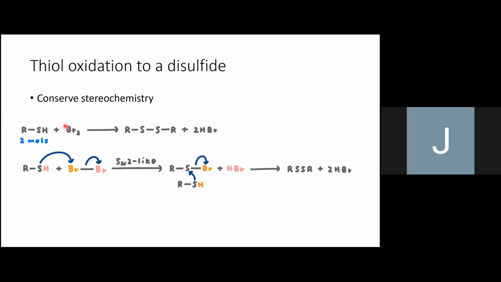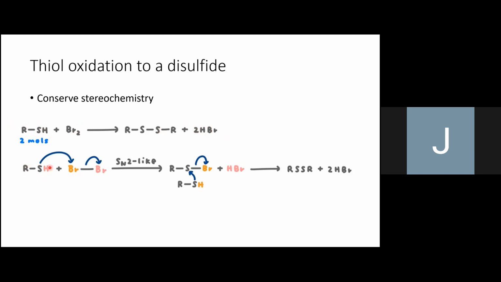And to do that, we need Br2. So for this reaction, for every 1 mole of Br2, we need 2 moles of this thiol. And we're going to link them together and form HBr as our byproduct. And so this is what the reaction is going to look like.